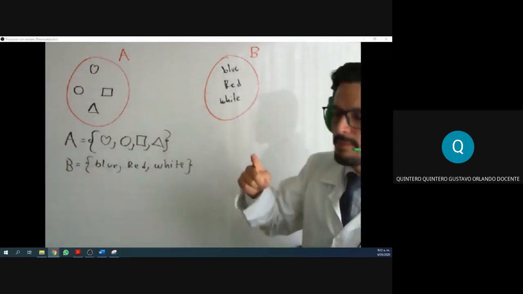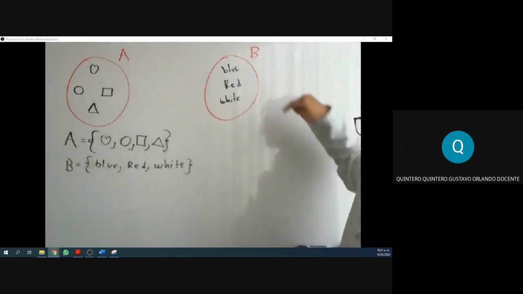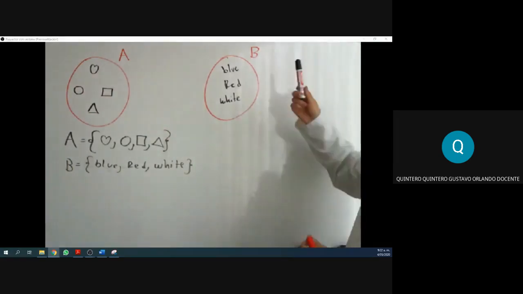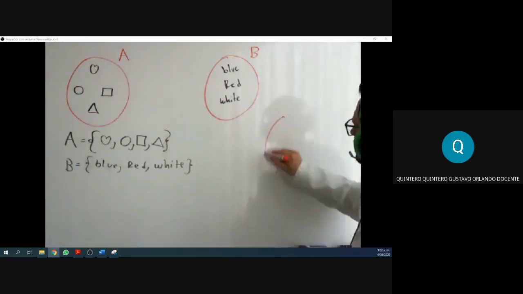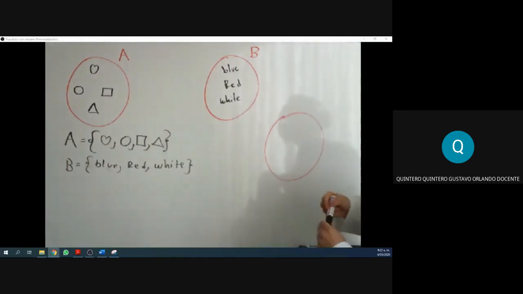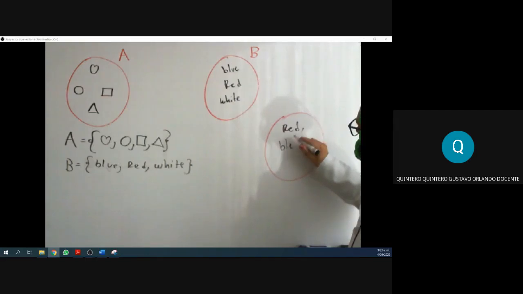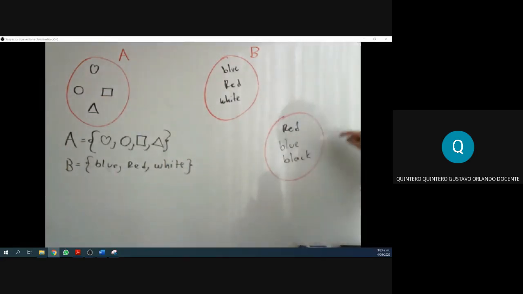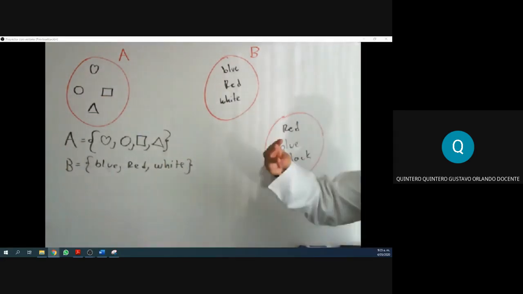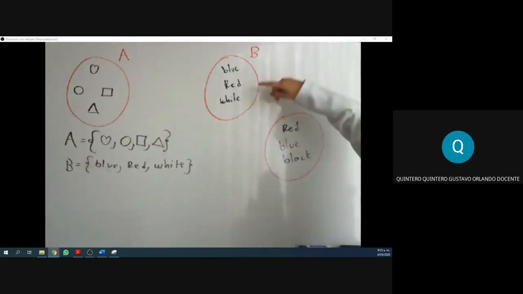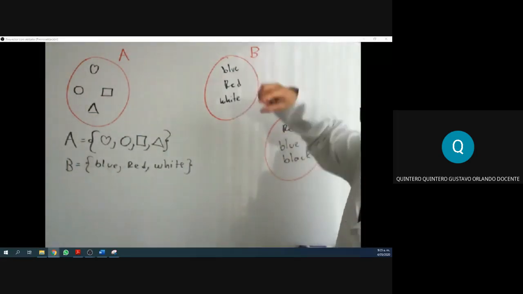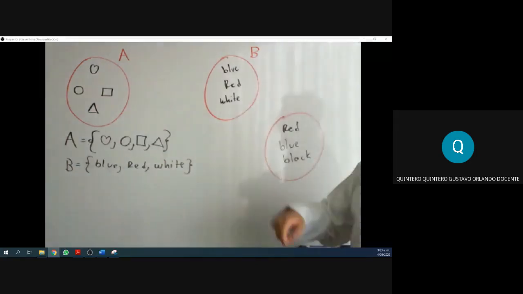If I describe set B as the set of 3 colors, set B could also be this one: red, blue, and black. And like that, this set also has 3 colors. So if I describe set B as the set of 3 colors, these 2 are set B. And that is a mistake because they don't have the same elements.